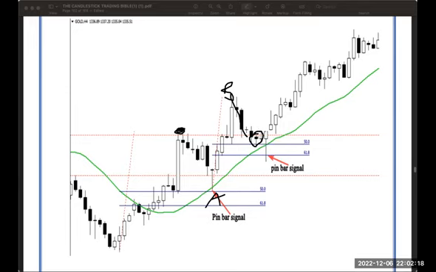You're waiting for confirmation. Sometimes, let's say you enter a trade, you feel like this is your pin bar, right? It's reacted off the 50, off the support zone. There's nothing wrong with this. You enter your buy, stop loss goes just below the pin bar.